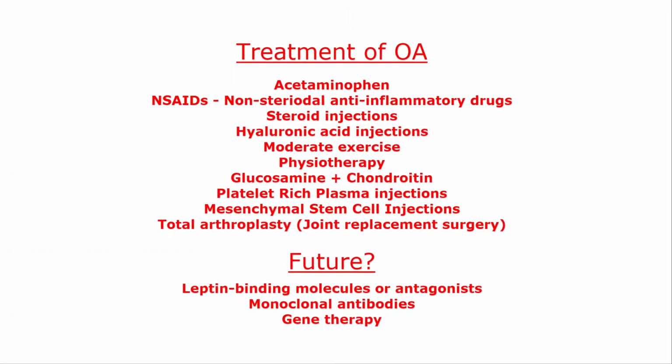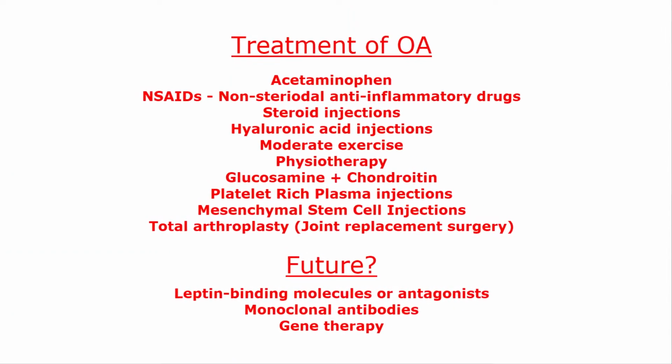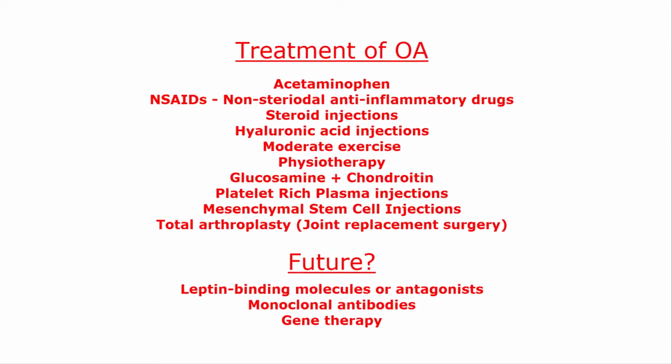Acetaminophen is often started as initial therapy and advanced to anti-inflammatory medications known as NSAIDs. If these measures fail, patients can be treated with injections of corticosteroids and hyaluronic acid into the joint. Treatment of severe cases that are resistant to medical therapy is total arthroplasty or joint replacement surgery.